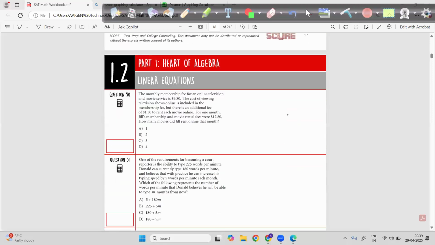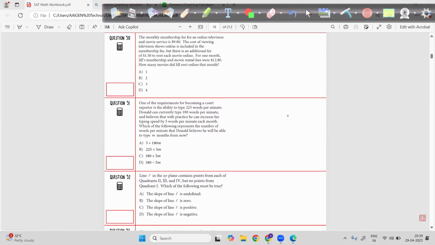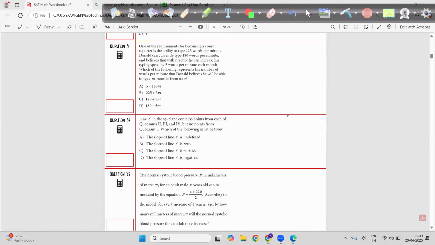Okay, question 49 you should be able to do. How much is it online that month? Linear functions. Please see the 52nd question. A simple basic concept. If anyone is getting stuck, I'll explain how to do it. Please see question number 52.